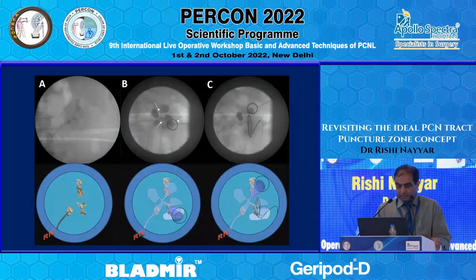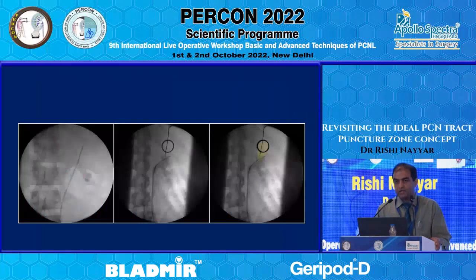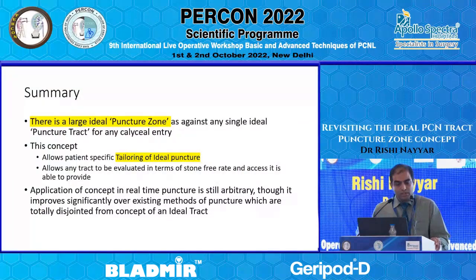So these are some other examples. Again, a single tract providing complete clearance in cases with a large bulk of stones. Just to conclude, there is always a large ideal puncture zone available for every calyx that we want to puncture. Using this concept allows specific tailoring of the ideal puncture, which can be done for any particular patient. Although the concept of puncturing is still arbitrary and depends upon the surgeon, it definitely improves upon the existing definition of what we call an ideal puncture. Thank you very much.